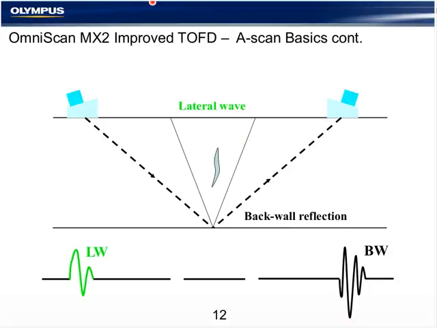Any flaw that shows up between the lateral wave and the back wall can be measured very accurately for depth, height, and length. So the tip diffracted signal, again out of phase with the lateral wave, and the bottom tip out of phase with the upper tip, tells us that this is a continuous flaw.